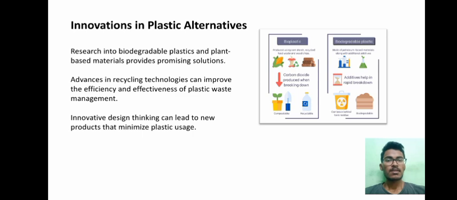Innovations in plastic alternatives. Research into biodegradable plastics and plant based materials provides promising solutions. Advances in recycling technologies can improve the efficiency and effectiveness of plastic waste management. Innovative design thinking can lead to new products that minimize plastic use.